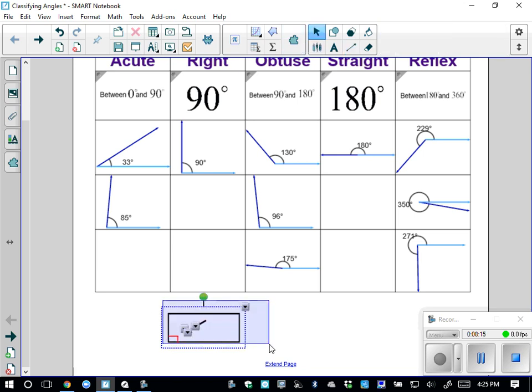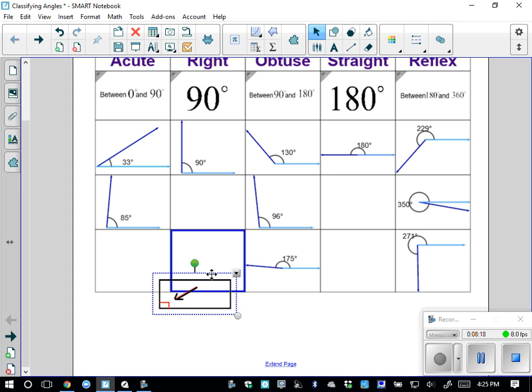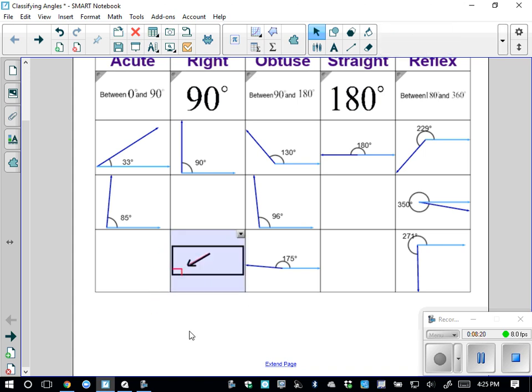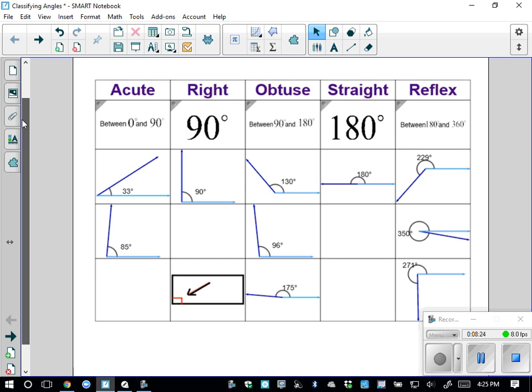So that's it. That's all you need to know about classifying angles. I'm going to post that. I'll also print this, so if you need your own little note sheet, there's some examples.